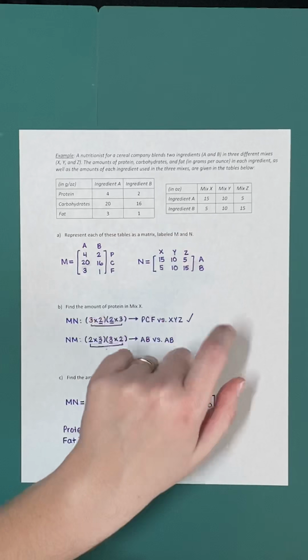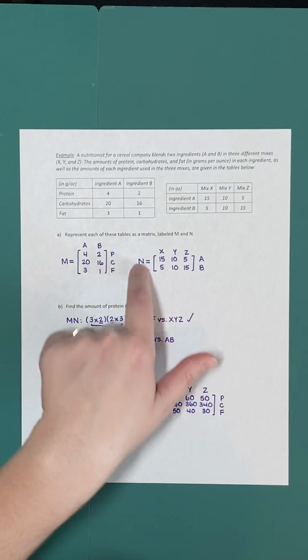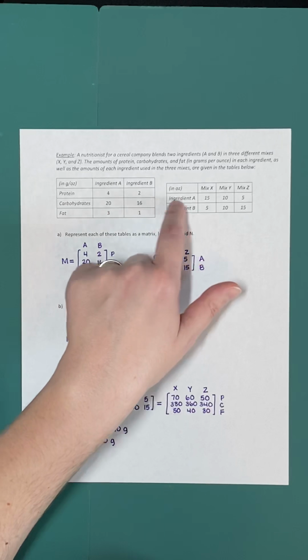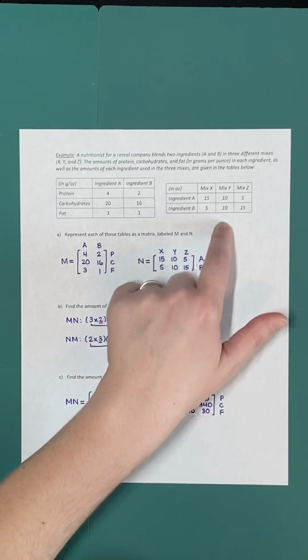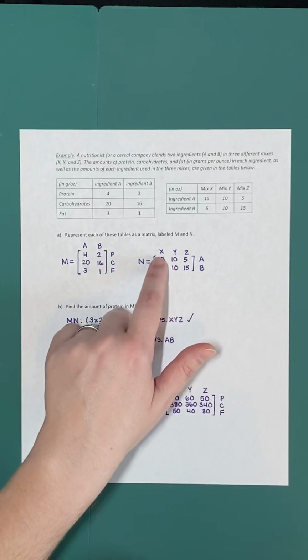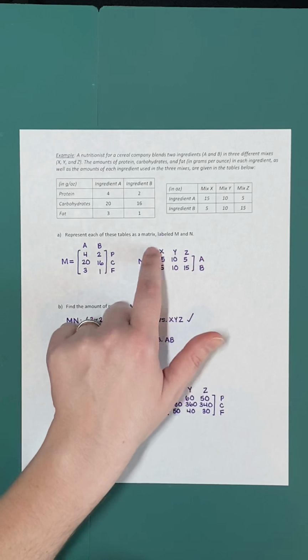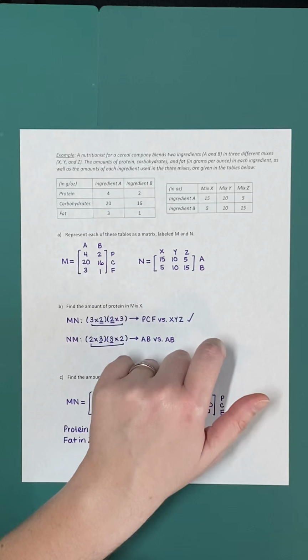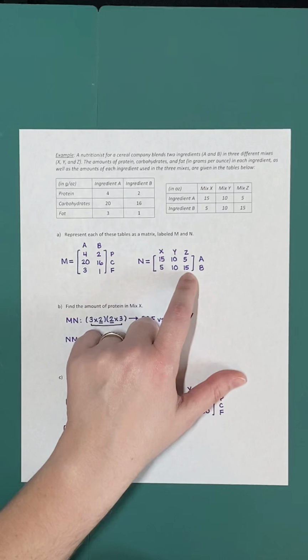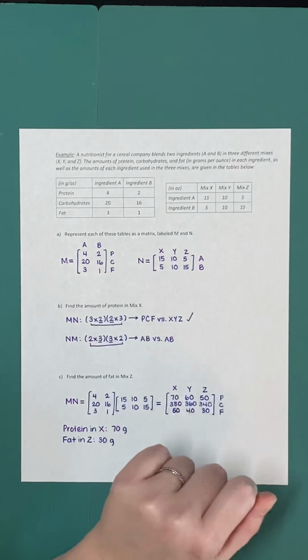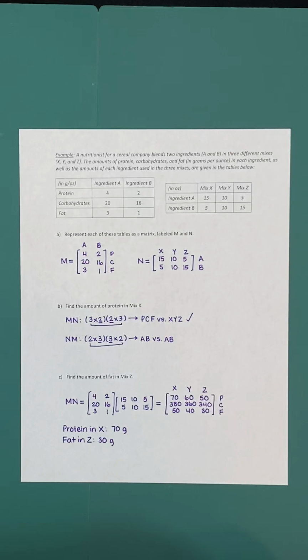Okay, now the same thing for the other table. We're going to call this matrix N. We have 2 rows. Each row represents an ingredient type, and then 3 columns, which give us the ingredient type by mix. So each of the mixtures has a certain amount of ingredient A, a certain amount of ingredient B. Those are indicated by the individual columns. So those are going to be our 2 matrices M and N.